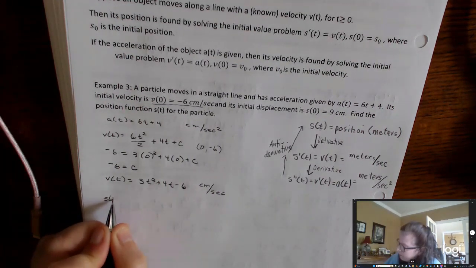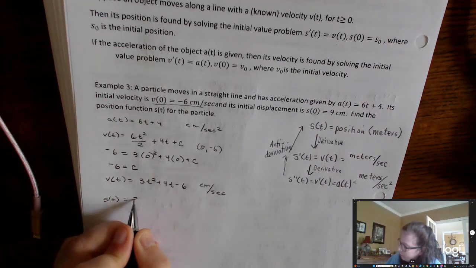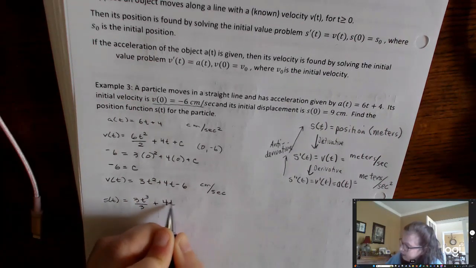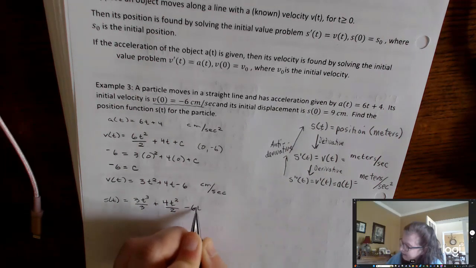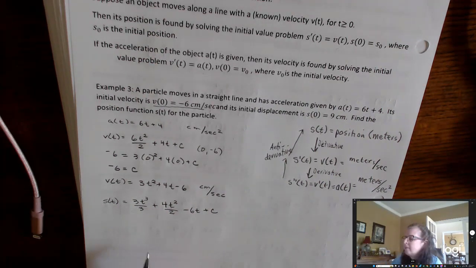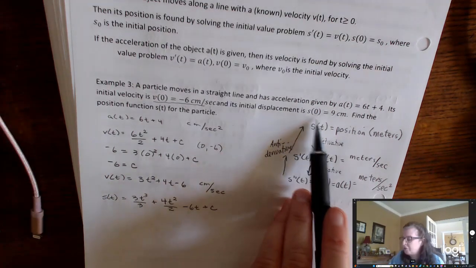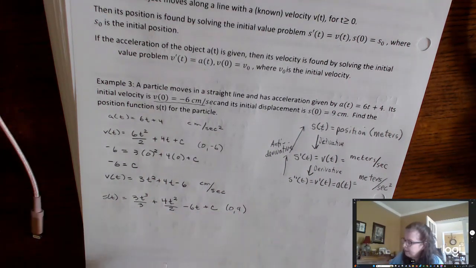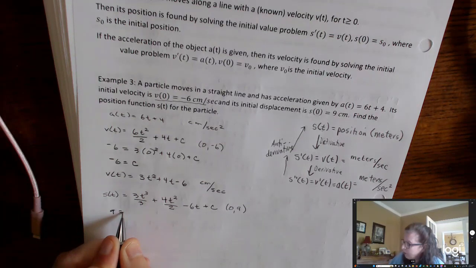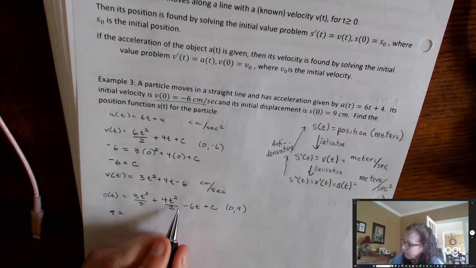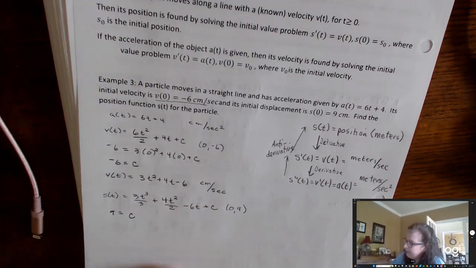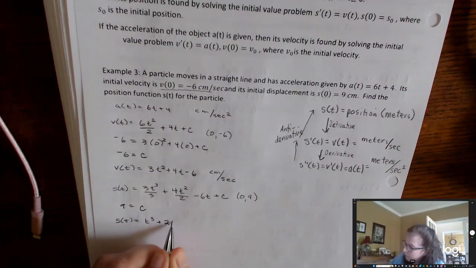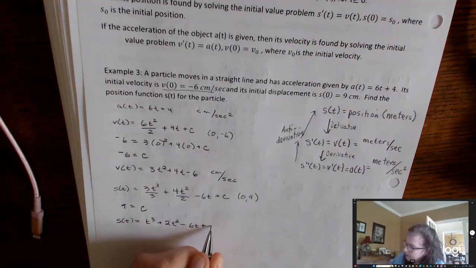So that would give us the position function. The antiderivative of 3t squared is 3t cubed over 3 plus 4t squared over 2 minus 6t plus c. But we are given the initial displacement, S of 0 equals 9, so we know the point (0, 9). So we can put 9 in for S of t and 0 everywhere else, which is going to give me 0, 0, 0, and then c, so 9 is c. So S of t equals t cubed plus 2t squared minus 6t plus 9.